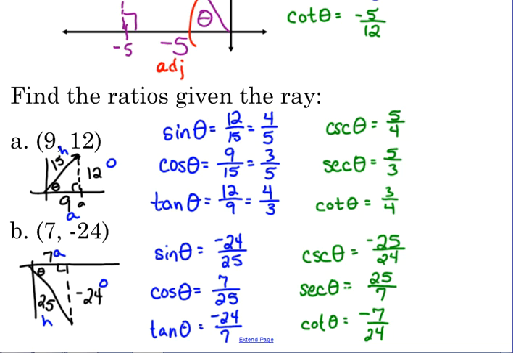Just a little note, I meant to mention it while we were doing it. The legs, one or both of those can be negative. The hypotenuse will never be negative. The hypotenuse will always be positive because it's a distance from the origin to that point out there. So it's never negative. Only the adjacent or the opposite can be negative, the x or the y, but not that diagonal distance there. Okay.